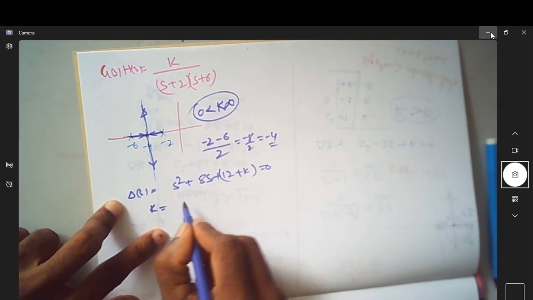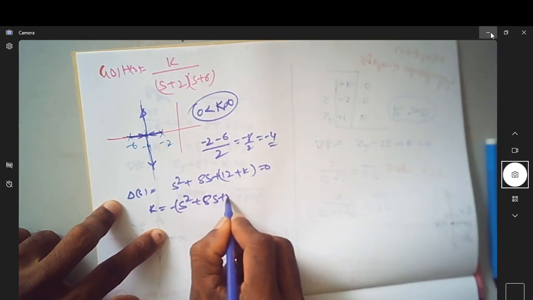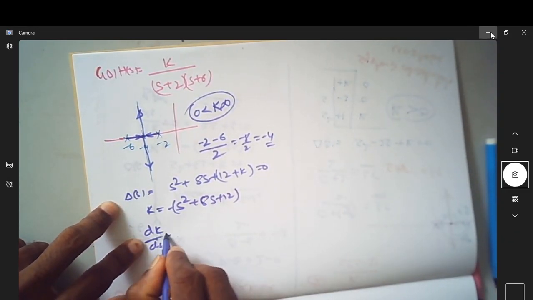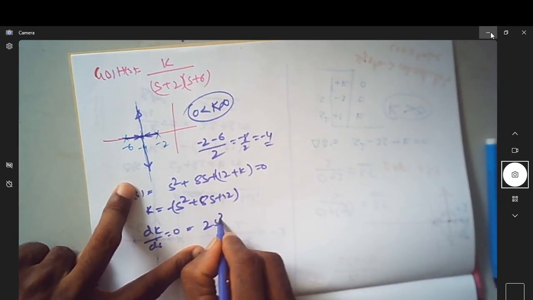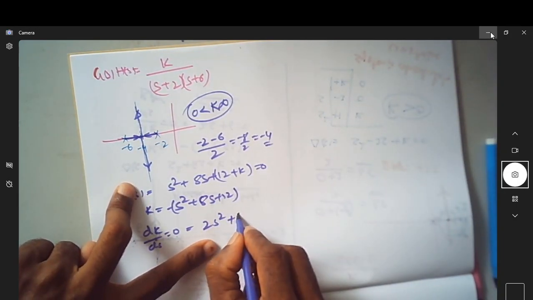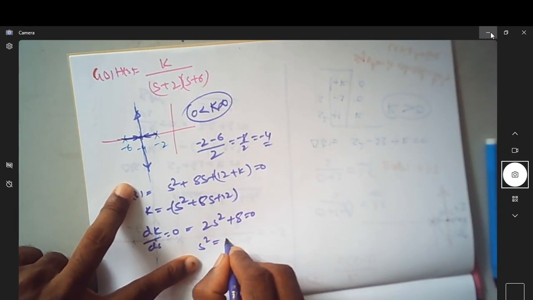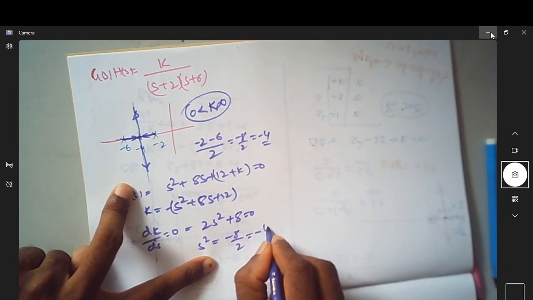So what is K now? It is minus of (s square plus 8s plus 12). So make this dK by ds equal to 0. Then is it not what? 2s plus 8 equal to 0. Then what is s? It's equal to minus 8 by 2. Is it not minus 4?